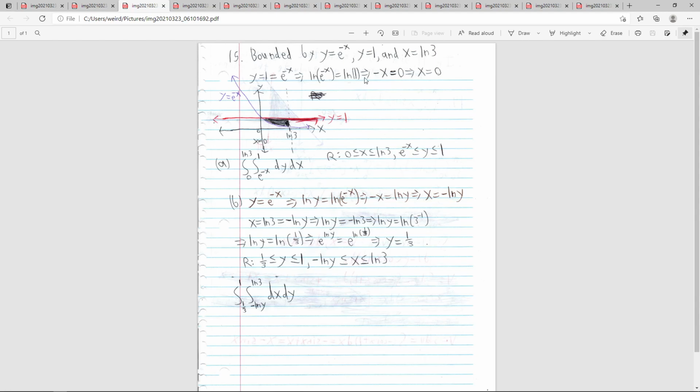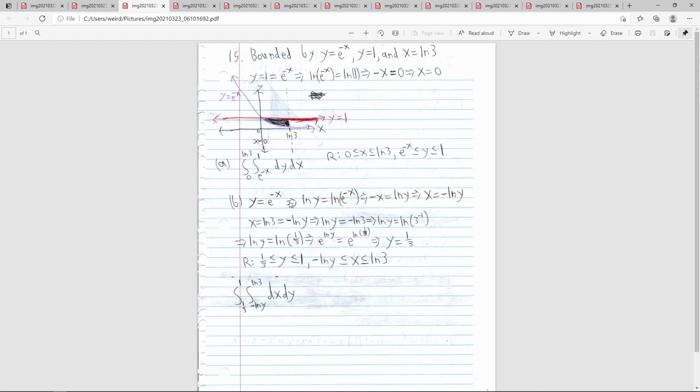Y equals 1 is just this horizontal line. And x equals ln 3 that way, and obviously x equals 0 is going to be your lower limit for x. So the vertical e to the negative x is on the bottom. 1 is the upper limit, because y equals 1, y equals 0, because it's obviously going up from bottom to top. Yep, bottom to top, that's your vertical cross sections.